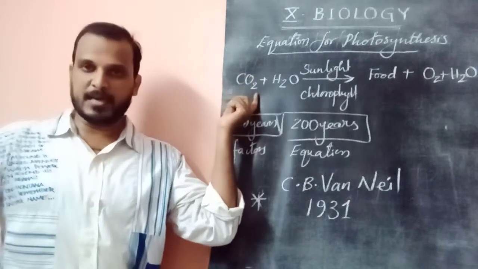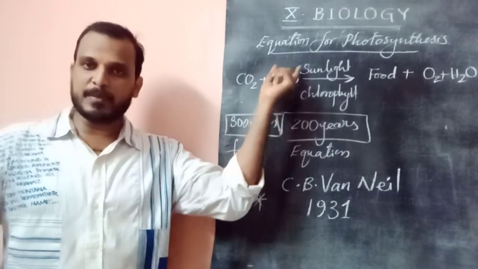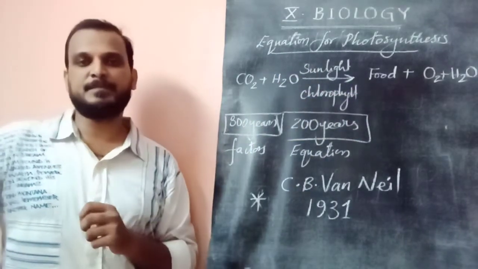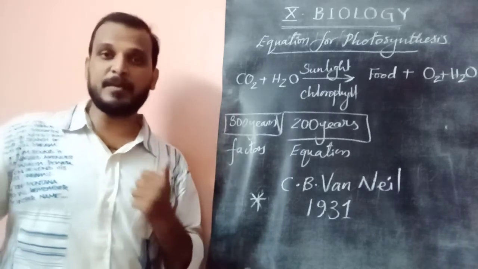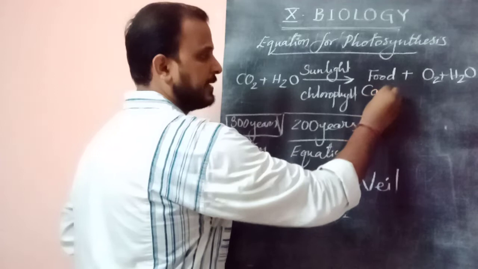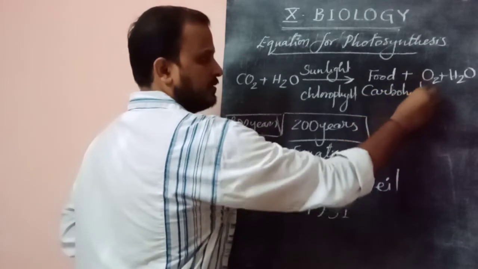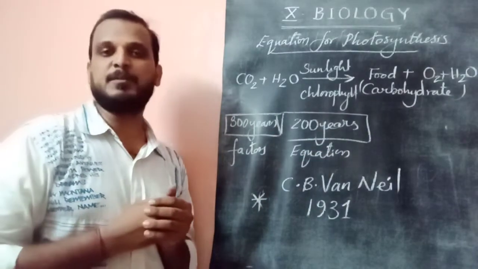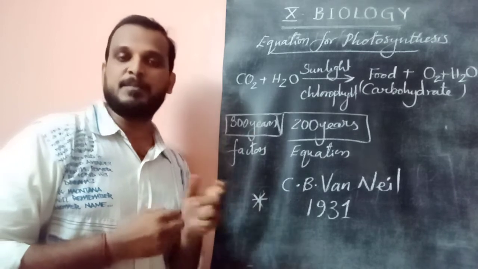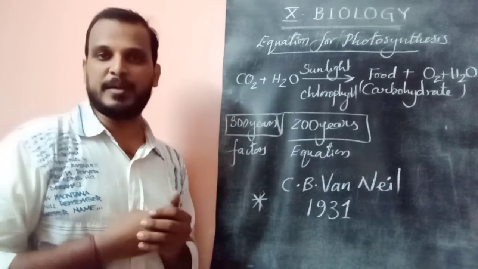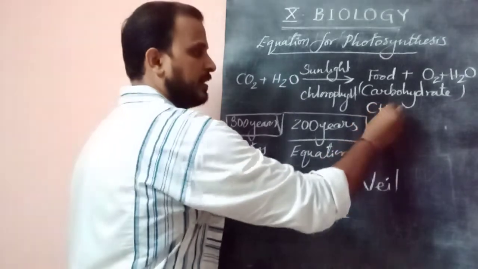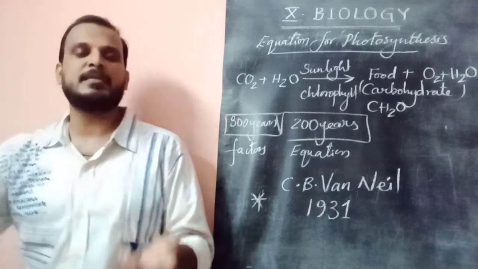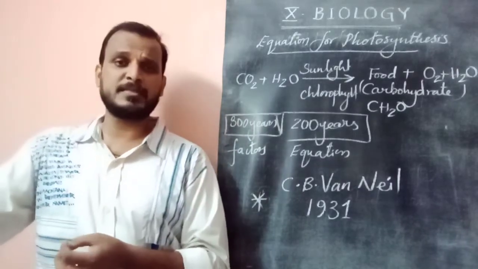Yes, plants take carbon dioxide, they use water, and in the presence of sunlight and chlorophyll they prepare a food. Which food do they prepare? Which nutrient do they prepare? They prepare a nutrient called carbohydrate. You need to understand which nutrient, which food is prepared by the plant. The plants prepare a nutrient, a food called carbohydrate. It is represented in the form of a chemical formula called CH2O. Water is represented as H2O. Carbon dioxide is represented as CO2.